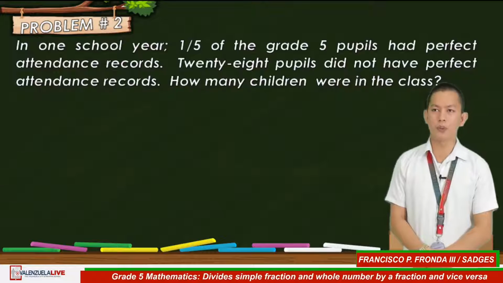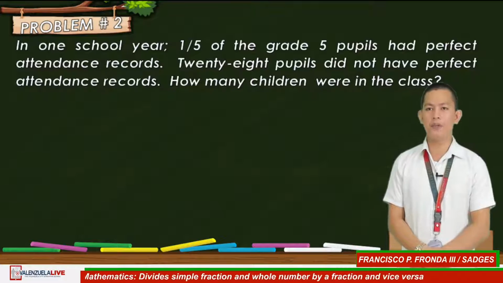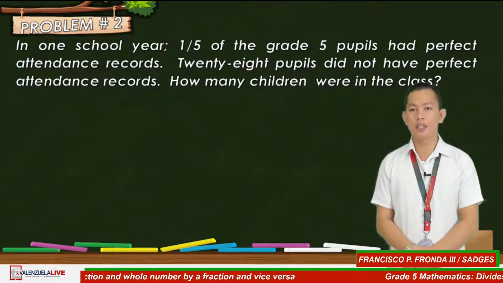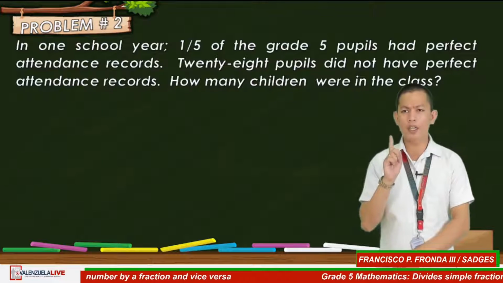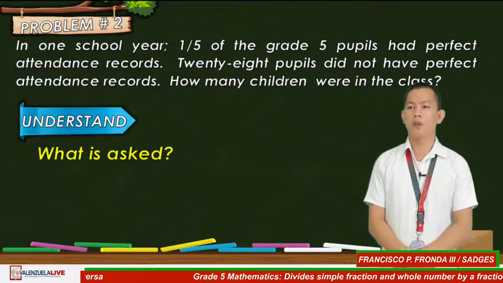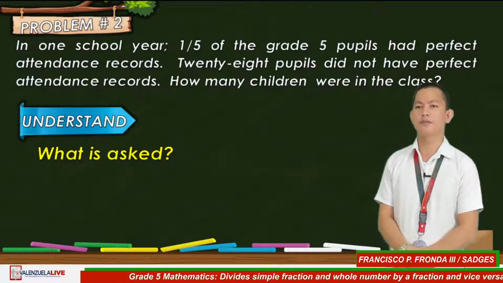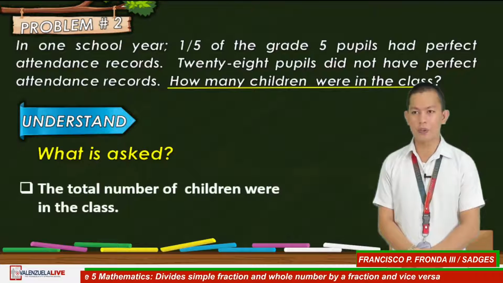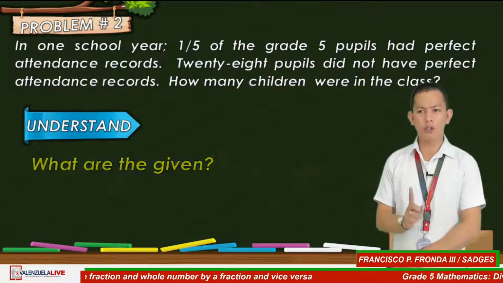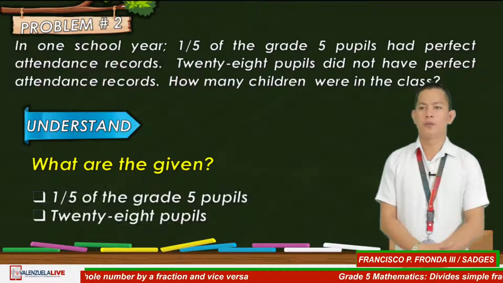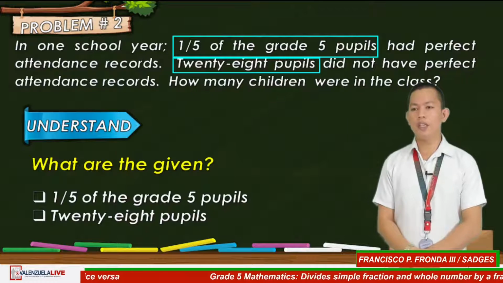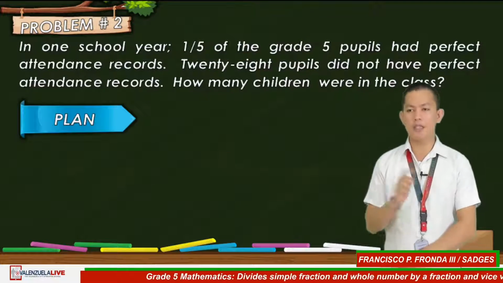Let's proceed to problem number 2. In one school year, 1/5 of grade 5 pupils had a perfect attendance record. 28 pupils did not have a perfect attendance record. How many children were in the class? So let's understand this problem. What is asked in the problem, grade 5 learners? Very good. The answer will be the total number of children in the class. Then, what do you think are the given? Very good. The given are 1/5 of grade 5 pupils, and 28 pupils.